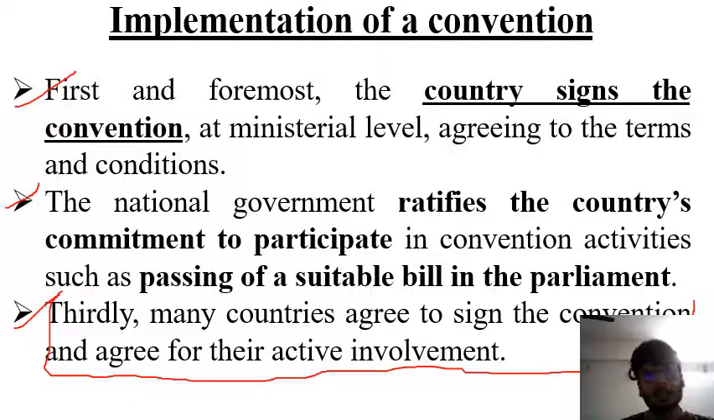So initially it is not necessary that all the countries will come together and sign the convention. Initially, maybe some of the common stakeholders will come and sign the convention, but in future, if another country wants to sign the convention, they can also come to that common platform and sign it, right? And if they sign the convention, it means that they agree to their active involvement. It means that they are also facing the same issue and they are going to go for the abatement of that problem.